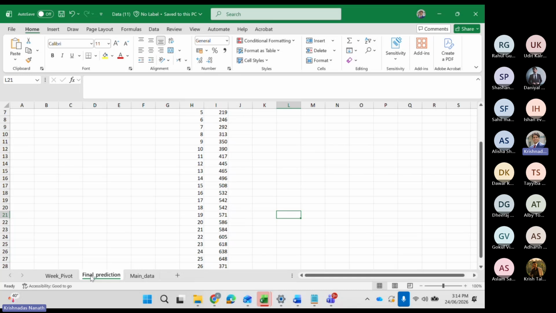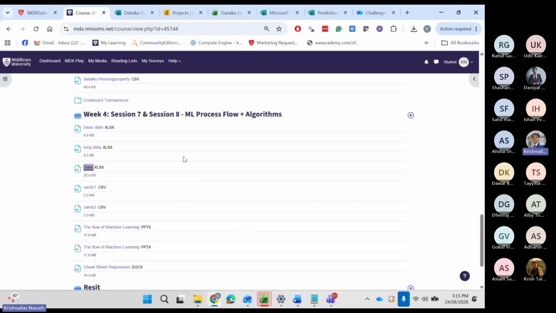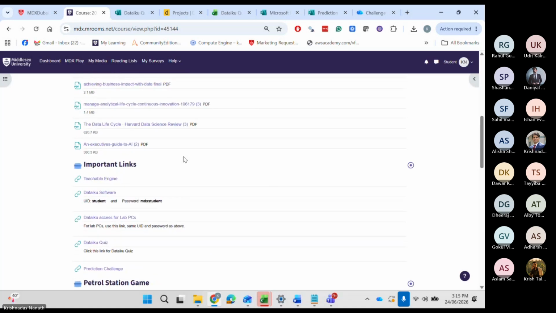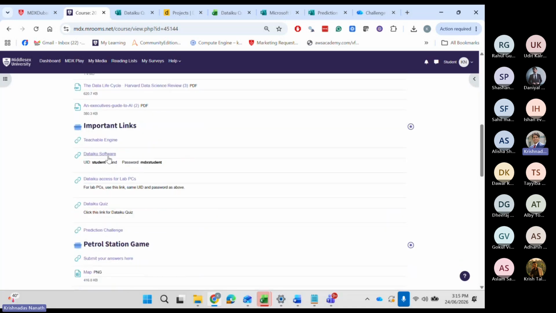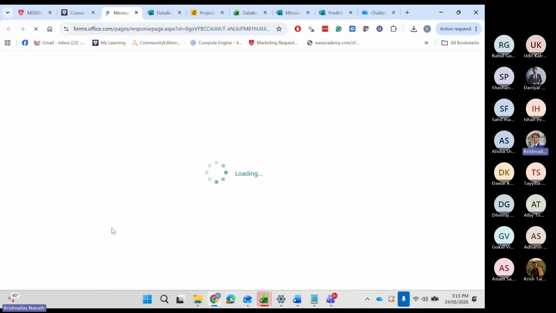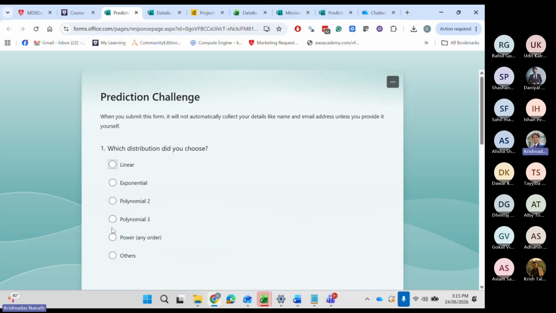Any other questions on the sheet before I show you the form? All good? Okay, now let's focus on where you will plug in the answers. And I want everyone to click the link, please. So if you go to important links, there is a link called Prediction Challenge. If you click on Prediction Challenge, it will take you to a form like this. I'll share the link with you.